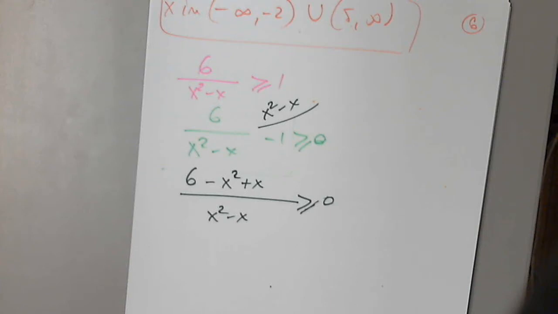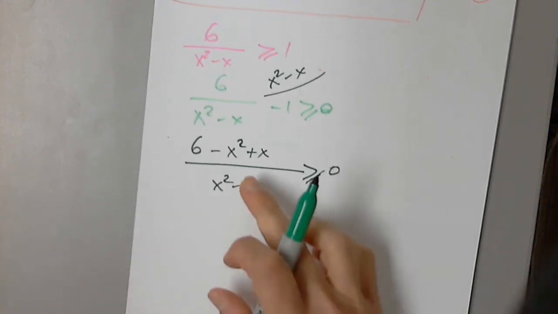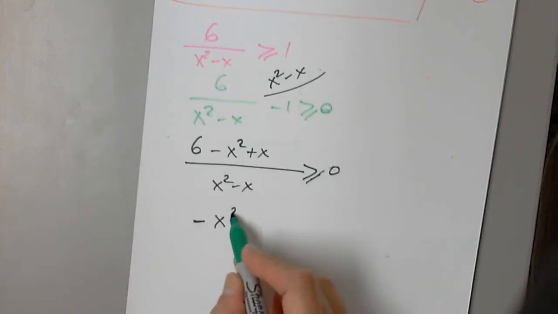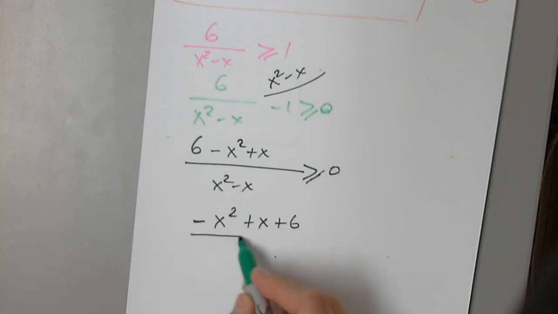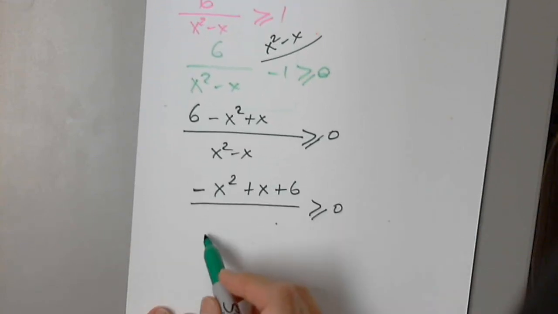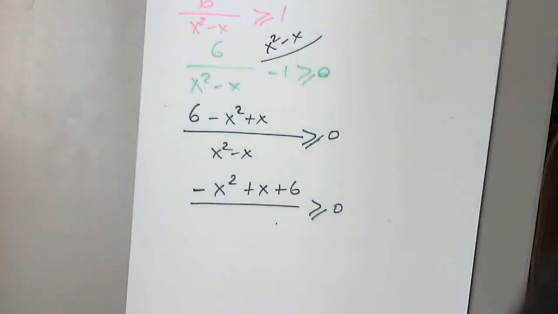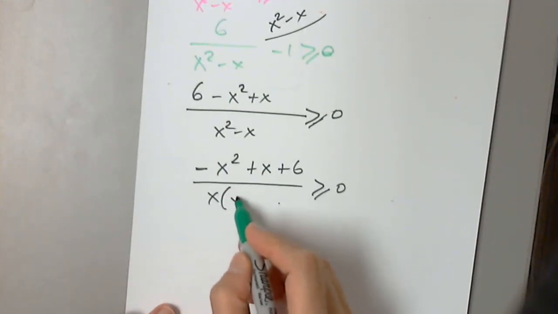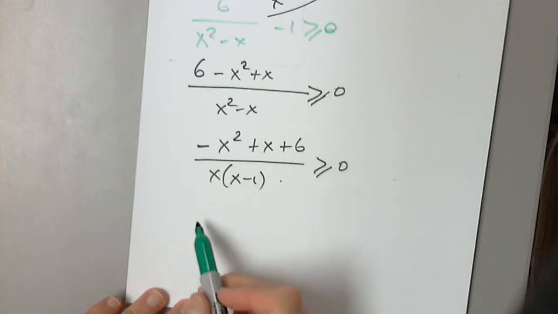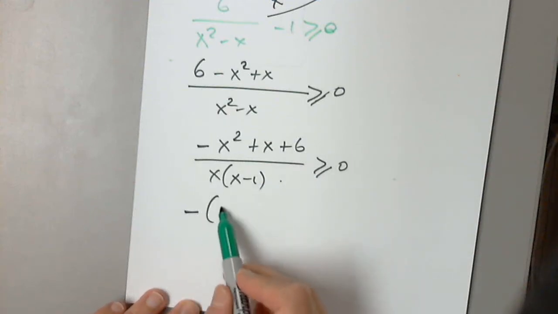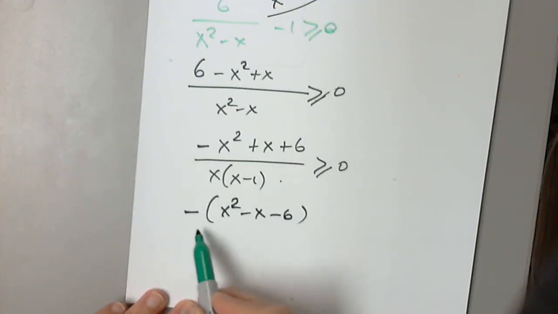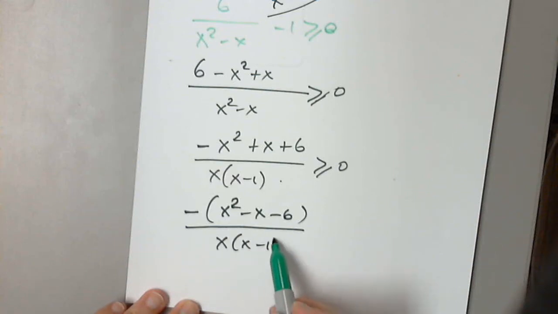Everyone okay so far? Nothing new, right? We've done this before. Okay, perfect. I will arrange the numerator in descending order. I will factor completely the denominator. How? I will factor the -1 in the numerator, x squared minus x minus 6 over x minus 1.